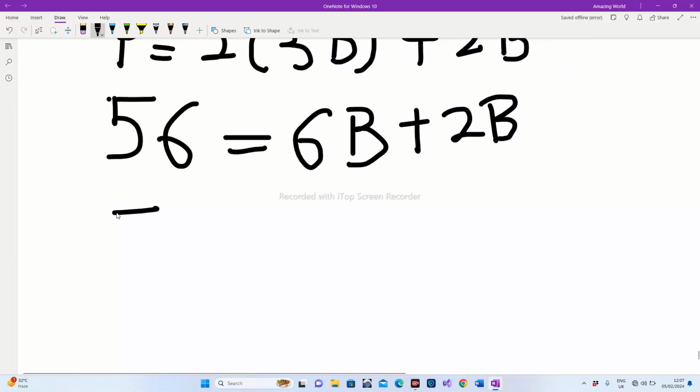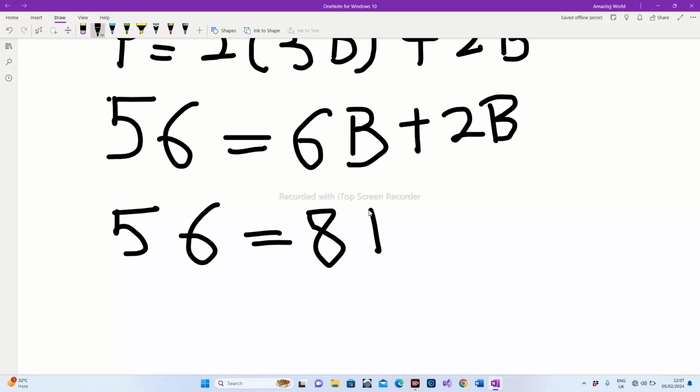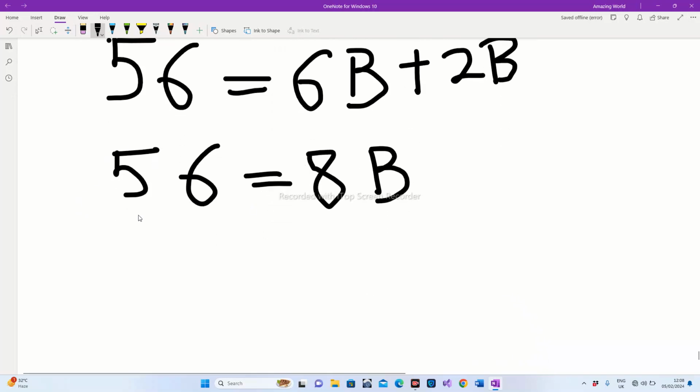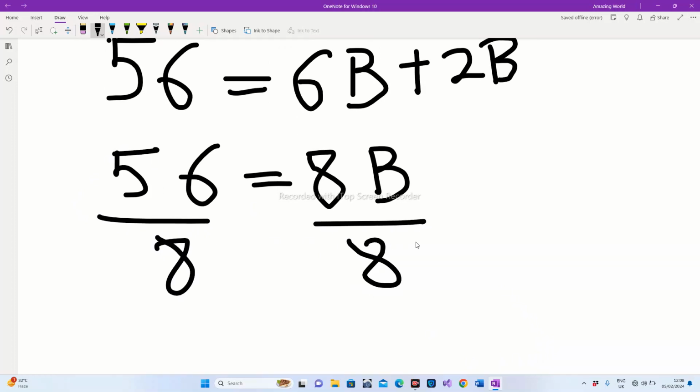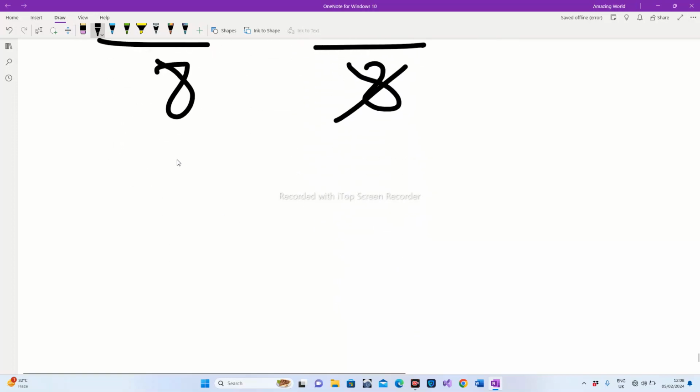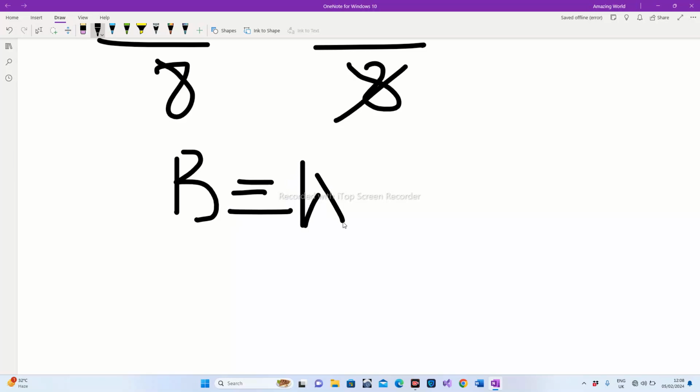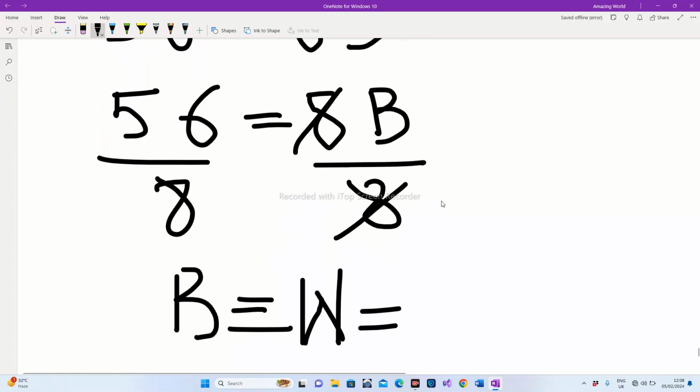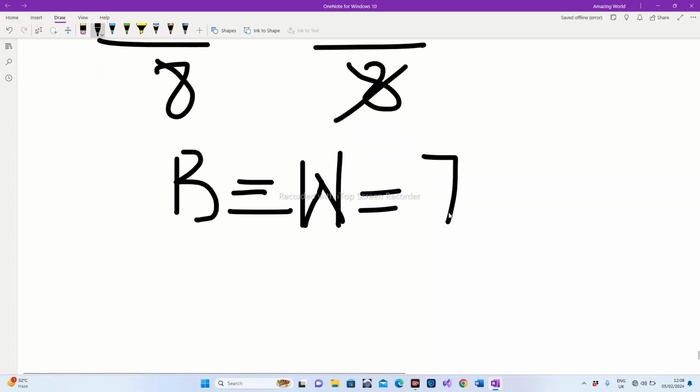So we have that 56 is equals to 8b, and if you're following through with me in the previous classes, you should know what to do from here. So we will have to divide both sides by the coefficient of b, which is 8. And if you're following through, we have that our b, which is also the same as the width of the rectangle, is equals to 56 divided by 8. That will give us 7 centimeter.